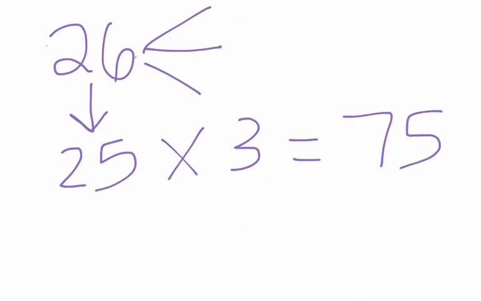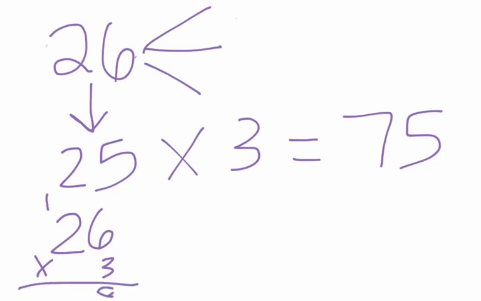Now, 75 is not the exact, it is the estimate, but 26 times 3, let's do this one down here, 6 times 3 is 18. Carry that one. 2 times 3 is 6, plus 1 is 7. And the real answer was 78. I mean, class, I think Nelson did a pretty good job. He wasn't that many students off.